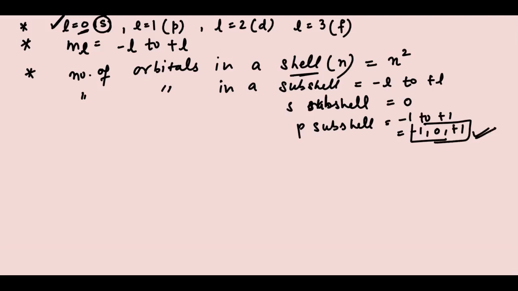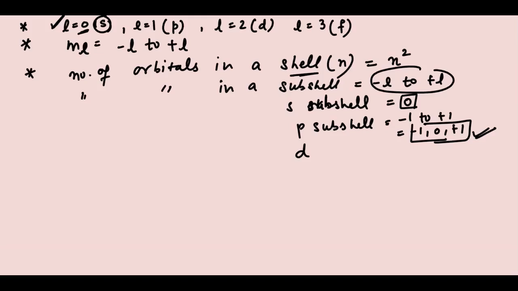Why? Because I am calculating the orbitals in the subshell from this formula, minus L to plus L. In the s subshell, how many orbitals? Only one orbital. You will not say that it is 0 orbital. You have to count these values. You just have to count the number. So just one value is given, that means one orbital. The s subshell is having only one orbital. The p subshell is having 3 orbitals.